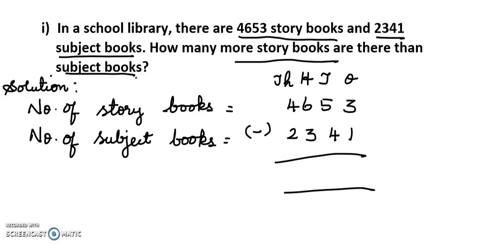So, 1 after 2, 3. What is the answer? 2. Next, 5 minus 4. 4 after 5. So 1 is the answer. Next 6 minus 3. 3 after 4, 5, 6. So 3 is the answer. Next 4 minus 2. 2 after 3, 4. So what's the answer?